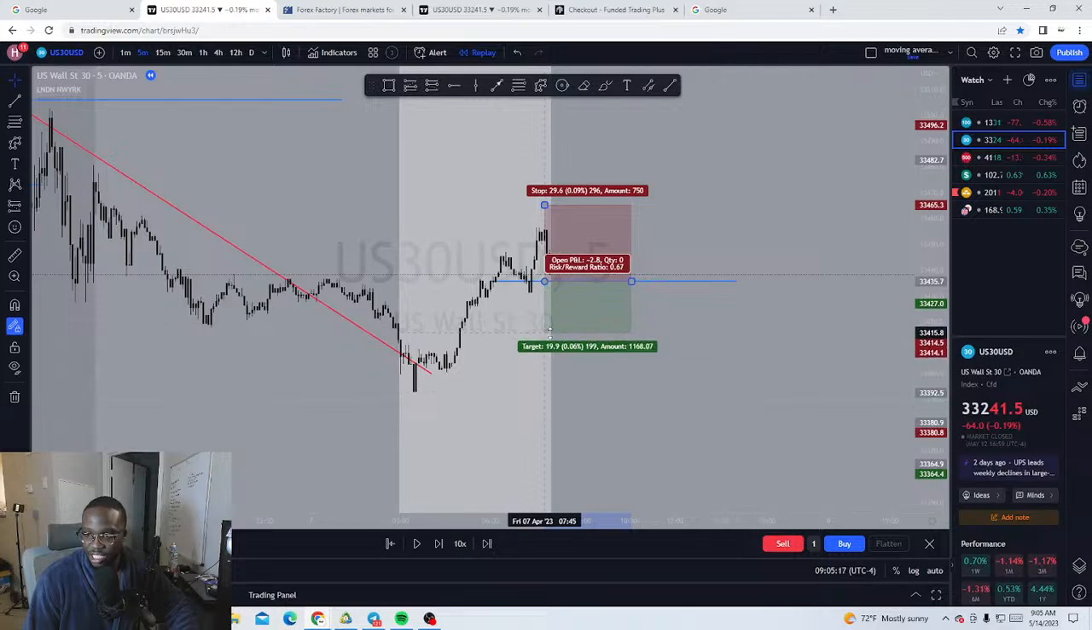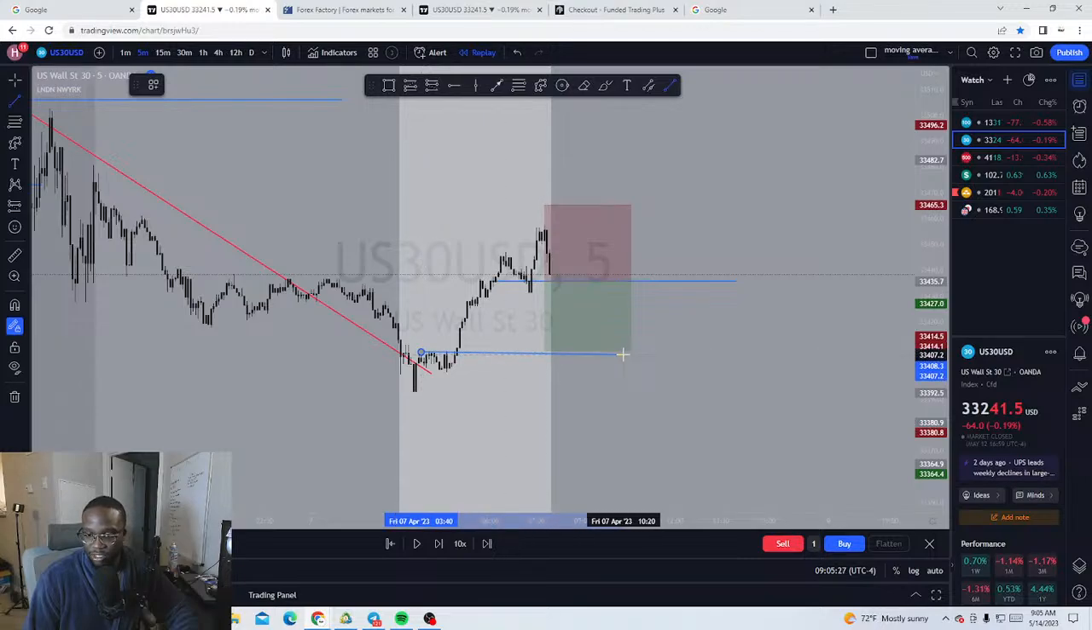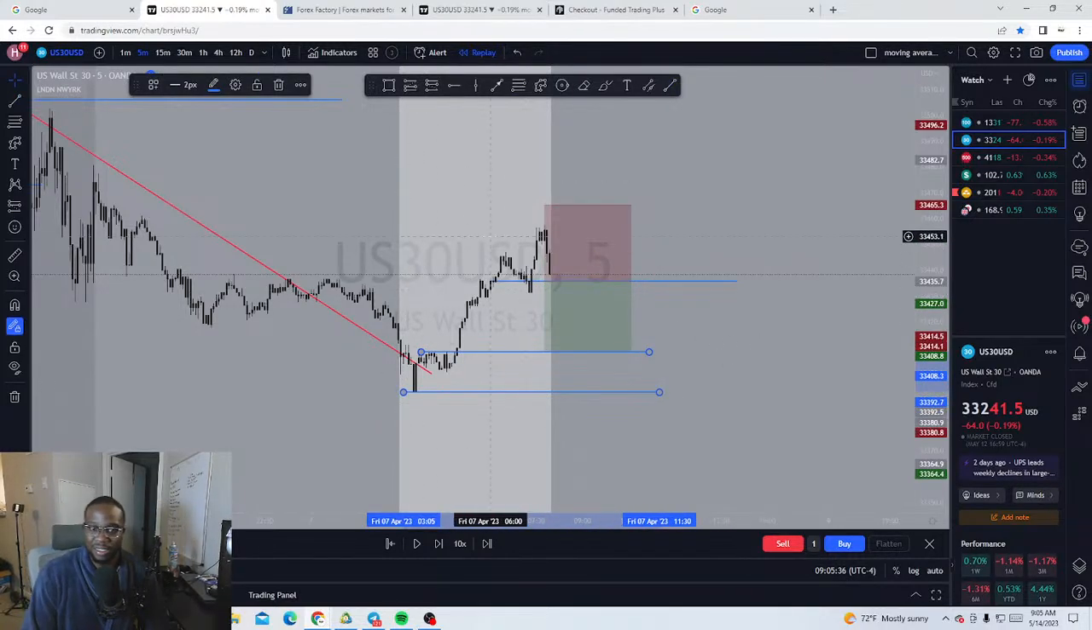So my first TP would be right here. I'll put first TP right there. So I'm gonna put lines there for the first TP. This is TP1. TP2. Let's go. Let's see. Let's run the clips.